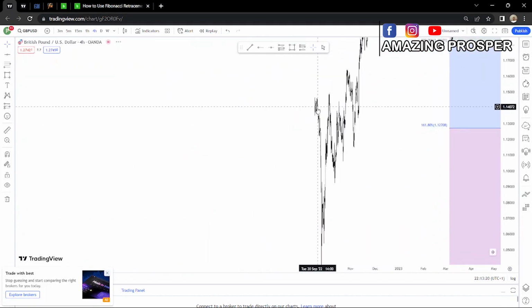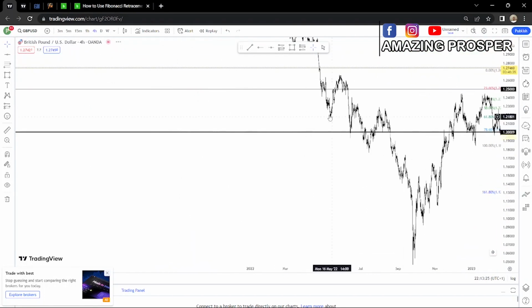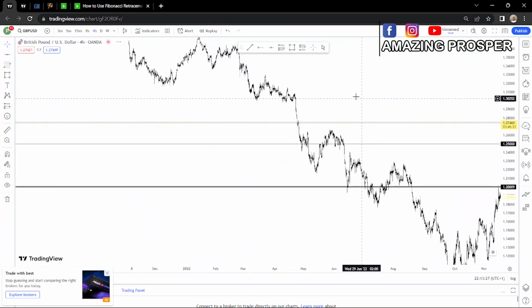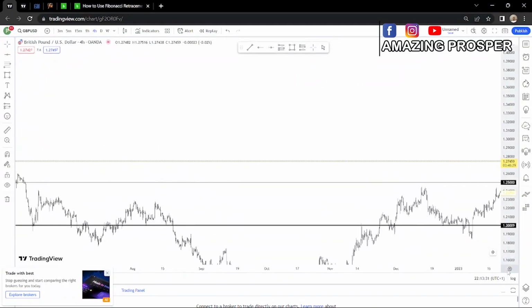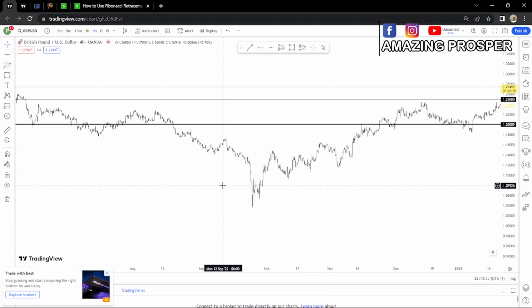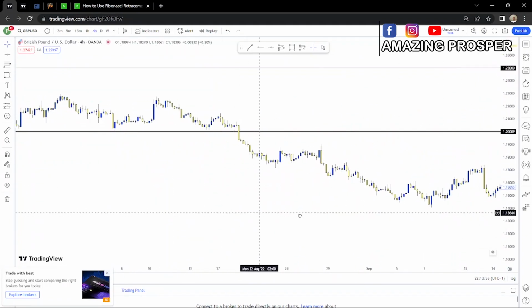I want to show you guys something on a downtrend, like when the market is coming down. Let's find out how. Pretty simple. Hold on. I want the candles to be clearer.